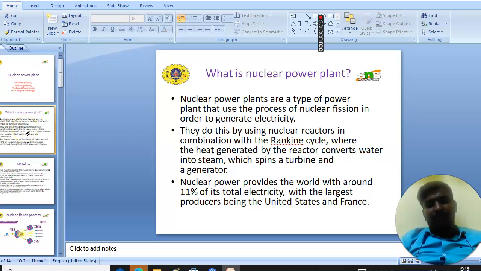What is a nuclear power plant? Nuclear power plants are a type of power plant that uses the process of nuclear fission in order to generate electricity. They do this with a nuclear reactor in combination with the Rankine cycle, where the heat generated by the reactor converts water into steam, which spins a turbine and generates electricity. Nuclear power provides the world with around 11% of its total electricity, with the largest producers being the United States and France.